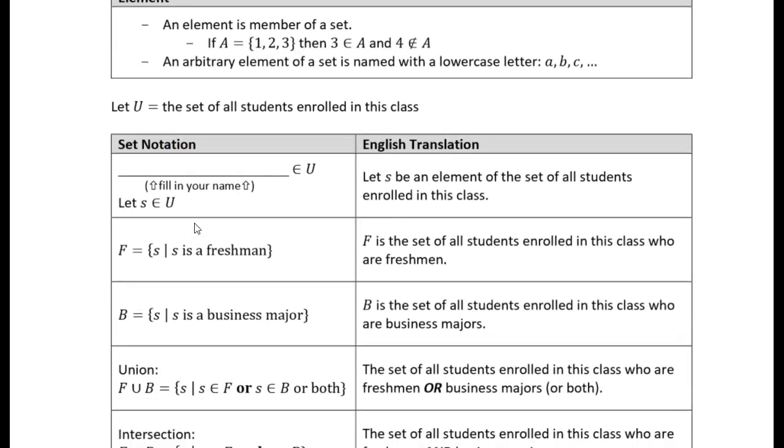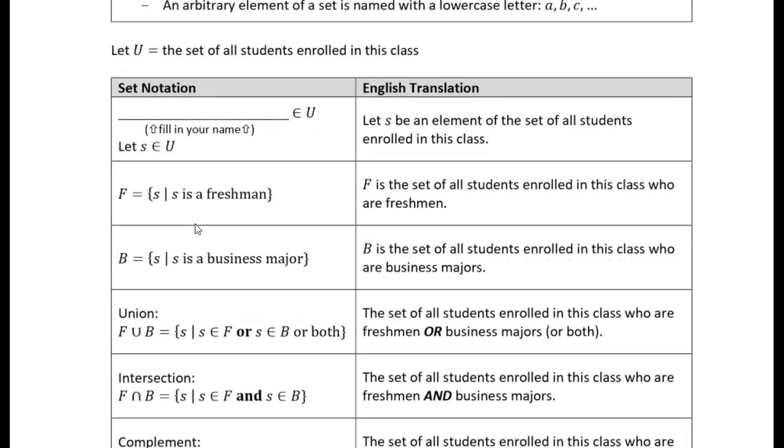So you could say that, let me just look at somebody, Liz Alley is an element of our universal set. So I could write Liz Alley's name in this space, and I know that she is an element of the universal set, which is the set of all students in this class. You could fill in your own name there. You are a member of this class, so you are an element of the universal set, which represents all the students in this class.